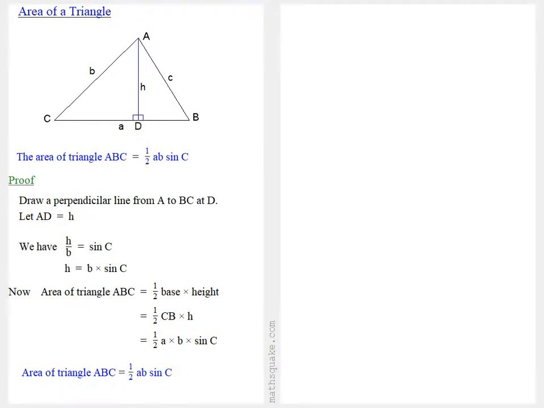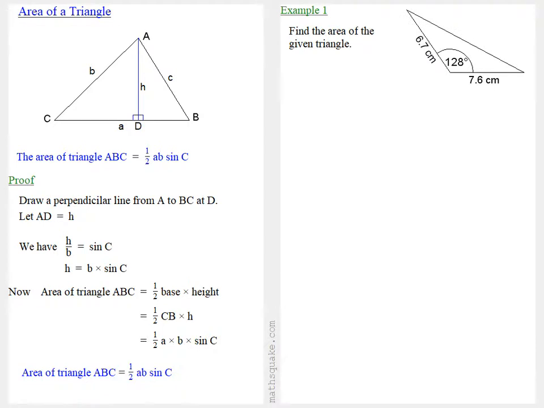Let's look at a couple of examples. Example 1. Find the area of the given triangle. Now we've got a triangle ABC with the side BC being 6.7 centimetres and the side CA being 7.6 centimetres. We're told the angle C is 128 degrees and we want to find the area of the triangle.